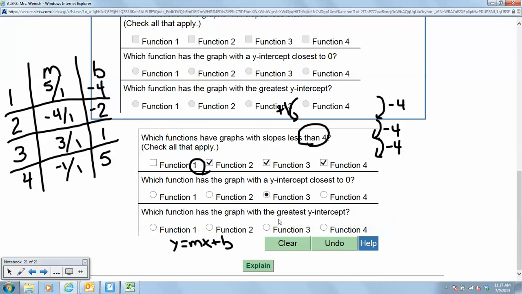And then which has the greatest y-intercept? Remember, greatest has got to be positive. That has tricked people up in the past. They just put the one that was furthest away. Just be careful with these answers after you have this little chart made.